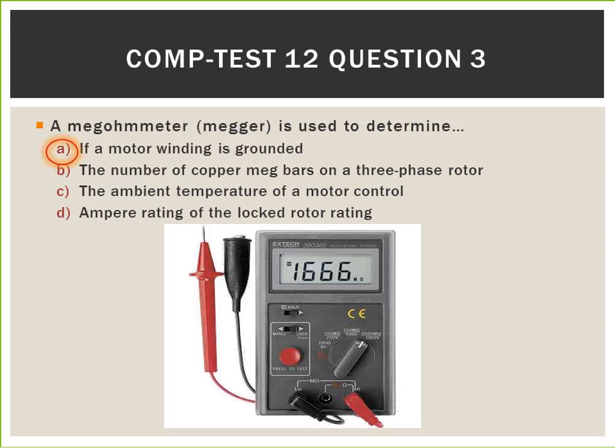Answer A is the best answer here. Megohmmeters, or meggers, are a special type of ohm meter used to measure the electrical resistance of insulators. As insulators break down, the potential for motor windings to ground increases. Meggers do not determine the number of copper meg bars, the ambient temperature of a motor control, or the ampere rating, and thus answers B, C, and D are all incorrect. Answer A is the best answer here.